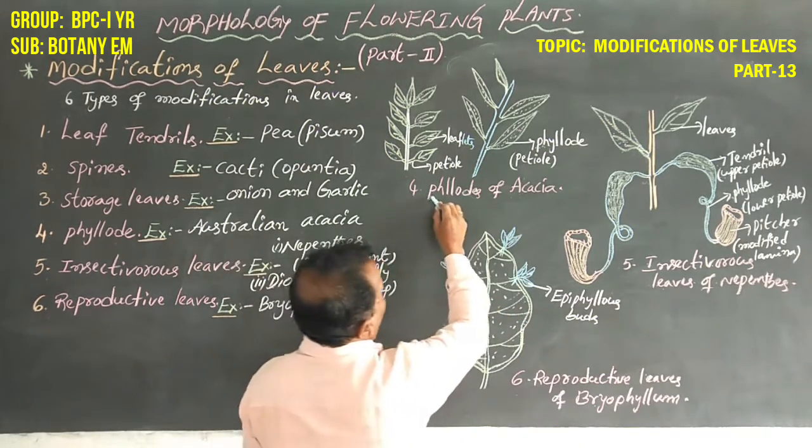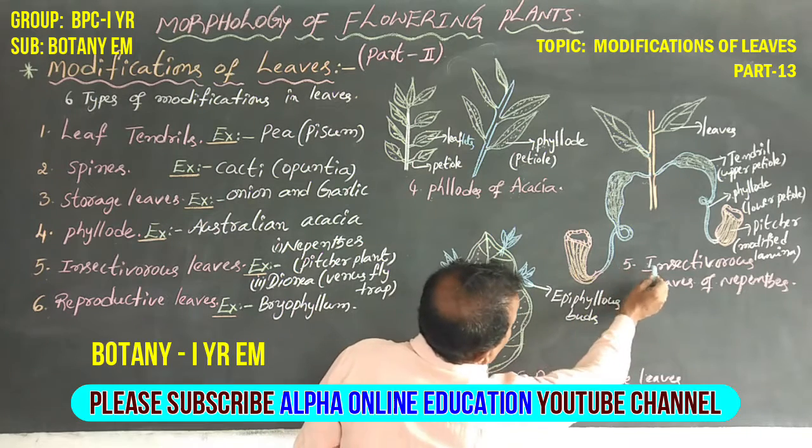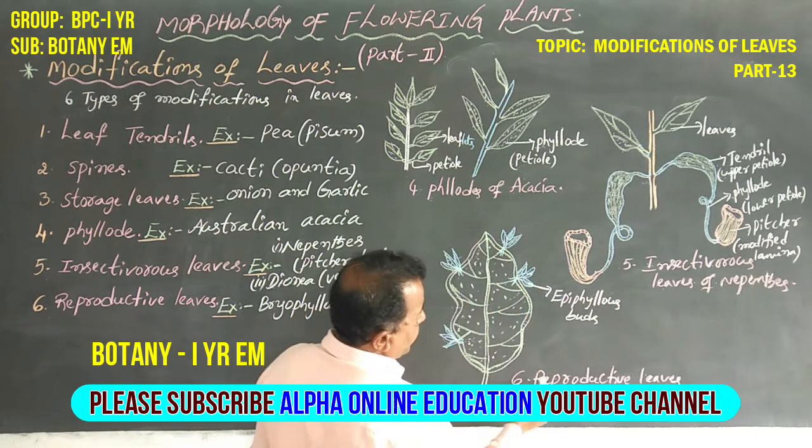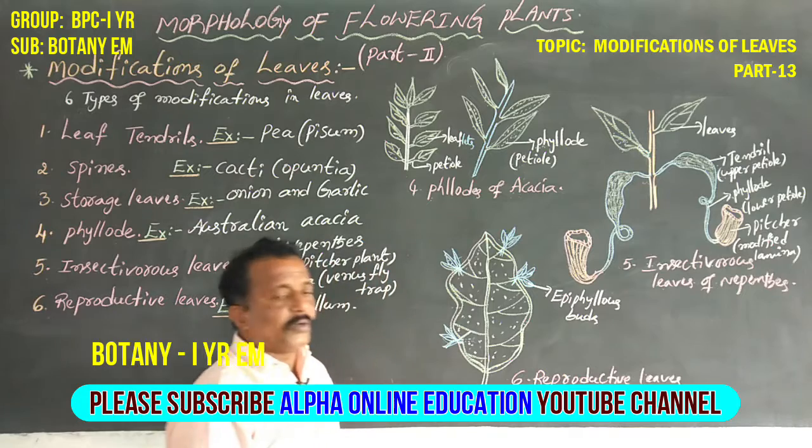Dear students, this is the pillow of Acacia. This is the insectivorous leaf of Nepenthes. This is the reproductive leaf of Bryophyllum.